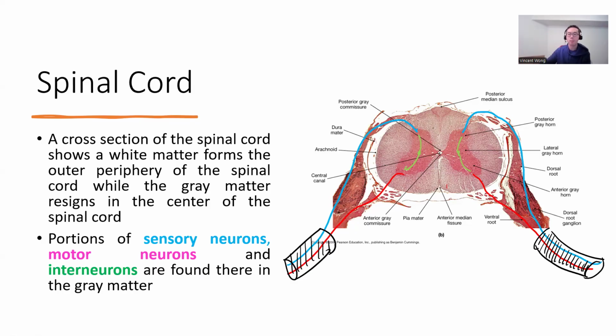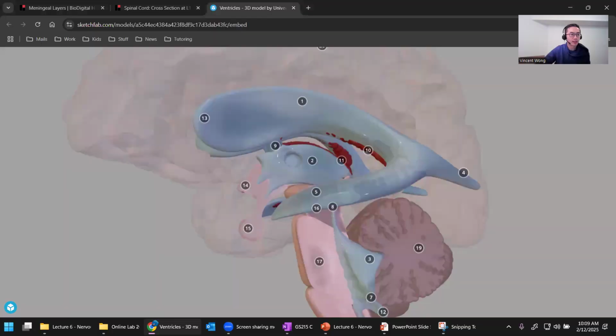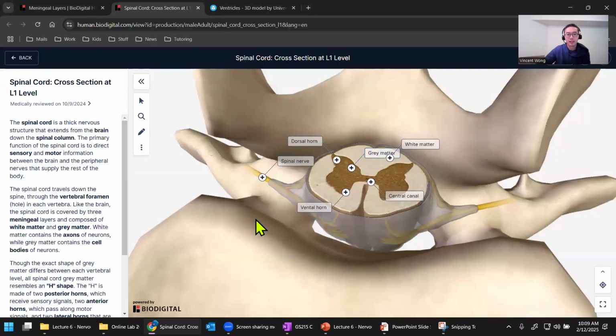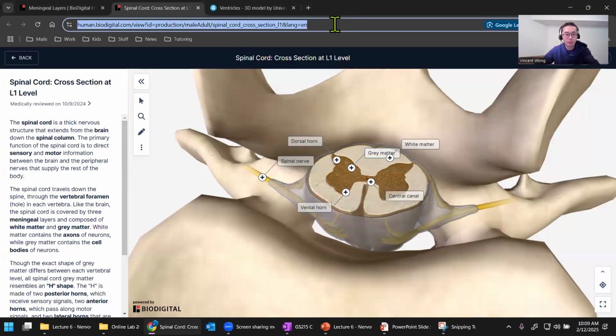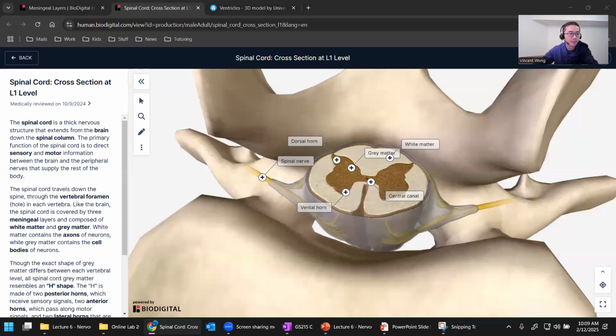Any questions? No, everything is crystal clear, I hope. If this is another model, I will put it in the chat box for you.